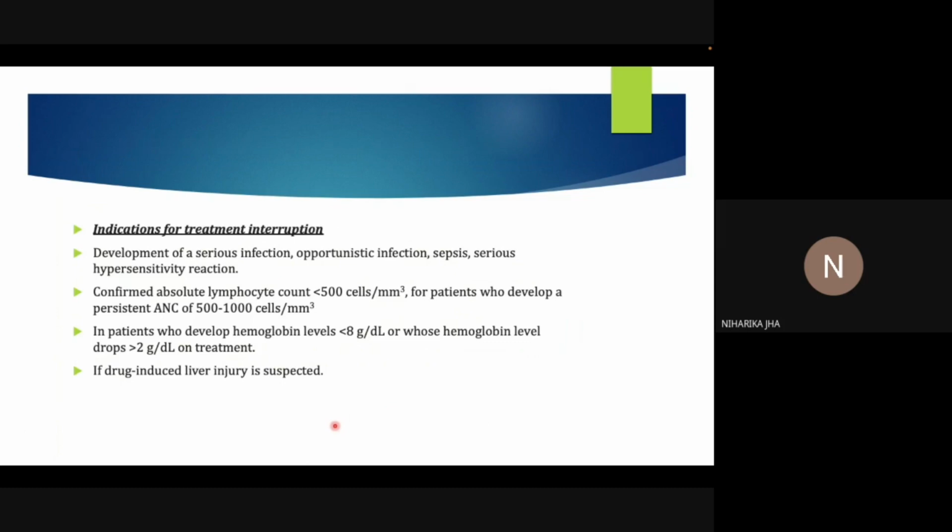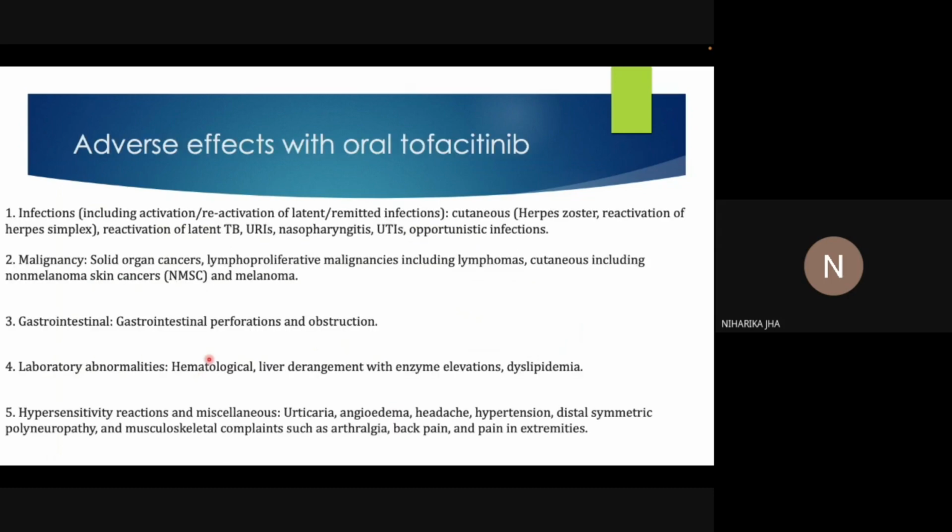We interrupt the treatment. By interruption, I mean if the patient is already on tofacitinib, but we have to stop the treatment in between. If the patient develops a serious infection, any kind of opportunistic infection, sepsis, or hypersensitivity reaction. If the cell counts go below the advised level, stop the treatment with tofacitinib. Hemoglobin level, I've already told you, but also keep in mind, if after starting the tofacitinib, the hemoglobin level drops by more than 2 grams per deciliter, stop the treatment with tofacitinib. Also stop if we are suspecting drug-induced liver injury.